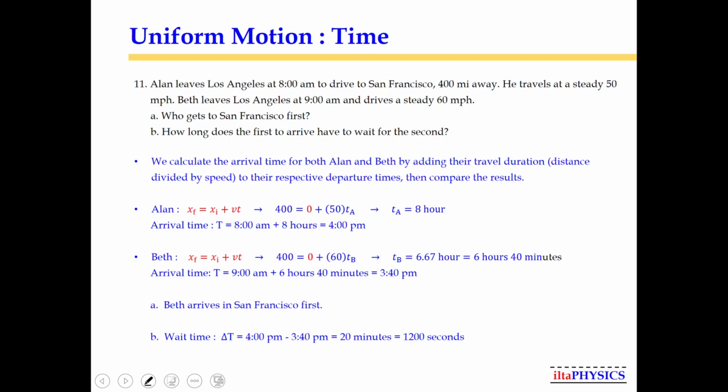Something to think about here is the initial position. The problem says they started in Los Angeles and arrived in San Francisco. If we set the starting point as the origin, meaning the initial position is 0, then the final position becomes 400. Generally, it's very helpful to set the initial position of an object as the origin of your coordinate system.